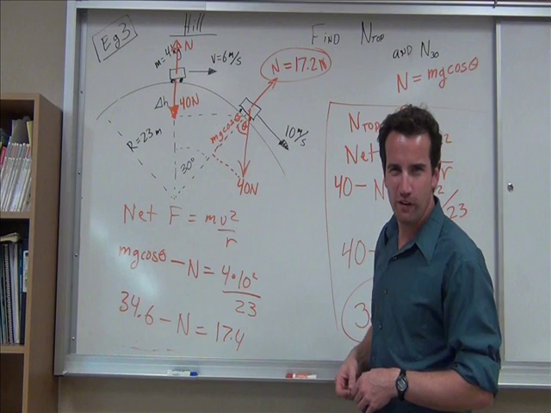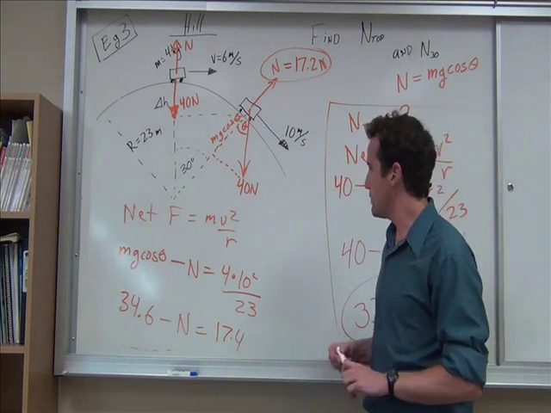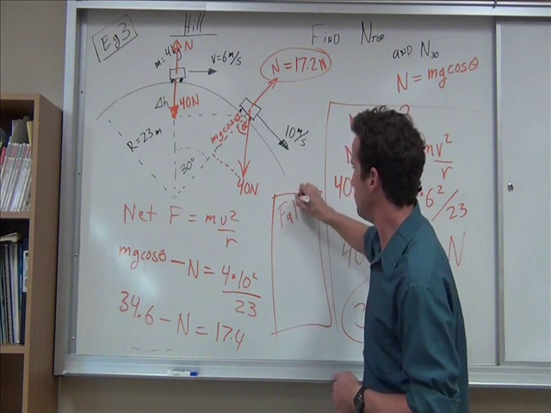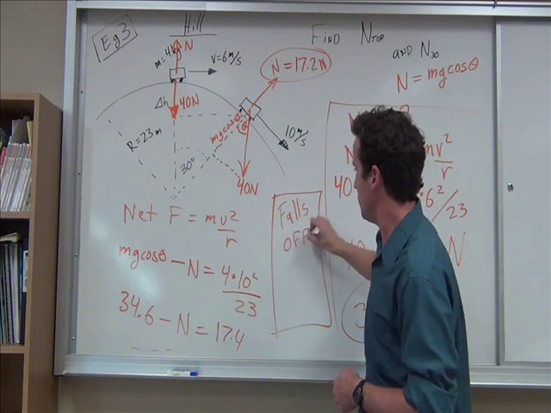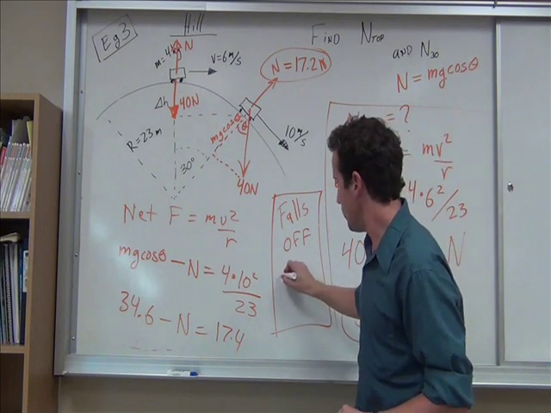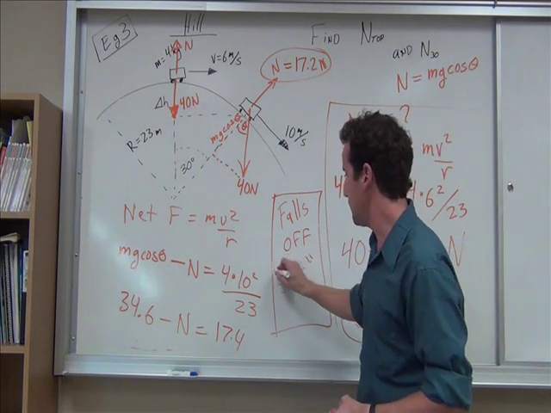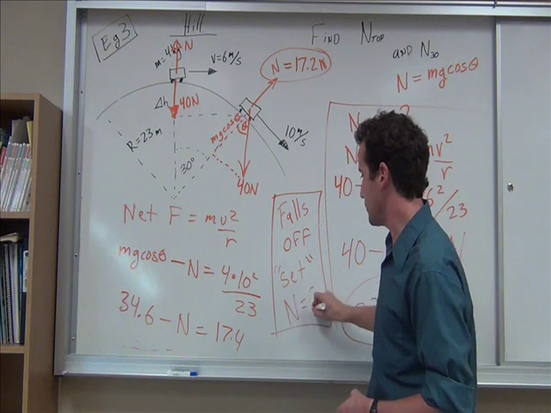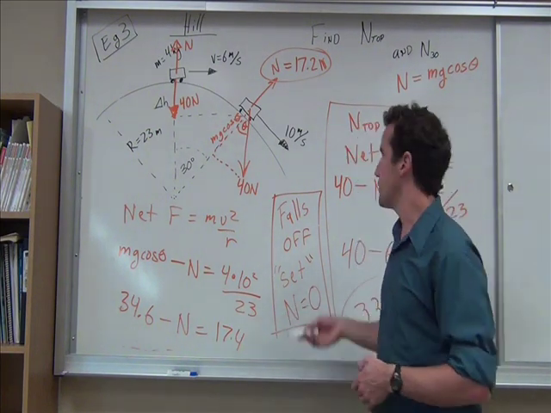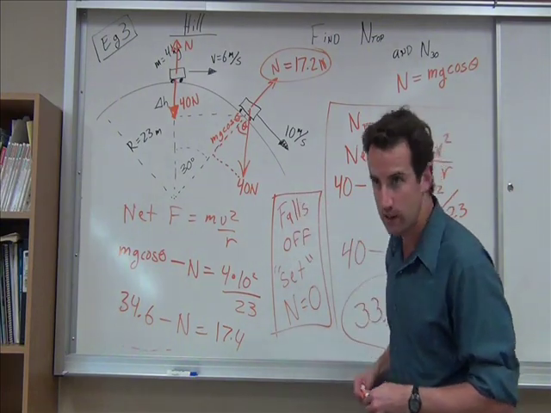When do you think it falls off? You can predict the moment when it falls off by taking the limit as the normal force goes to 0. Or you could just set the normal force equal to 0, and that will help you figure out what angle or what velocity something will fall off a curving track.